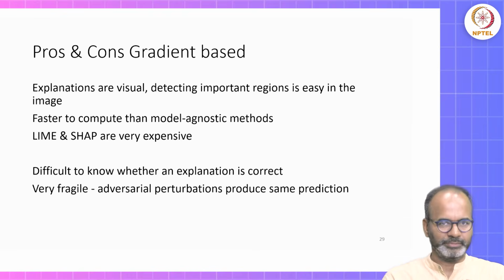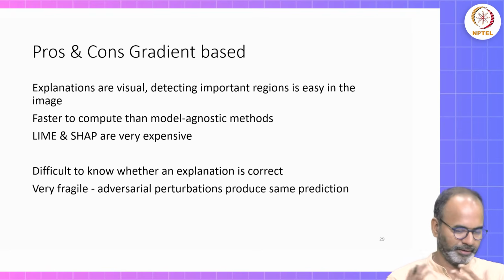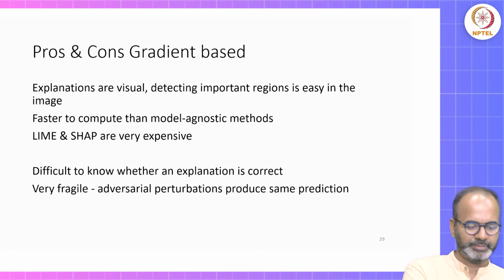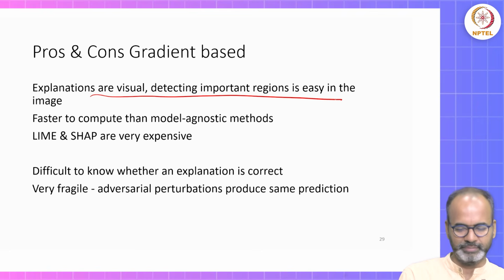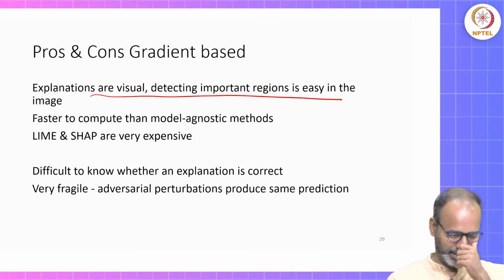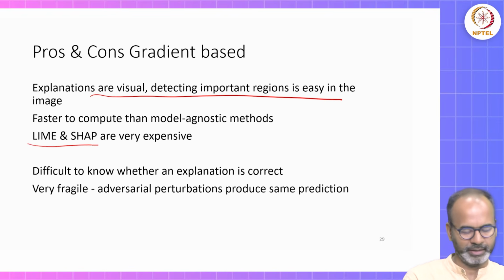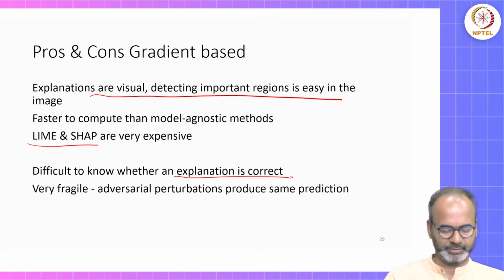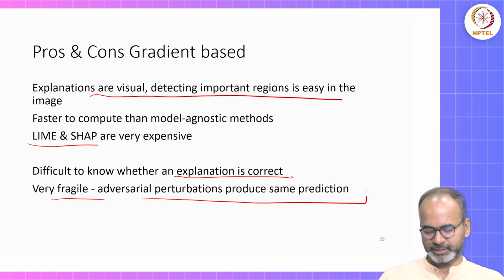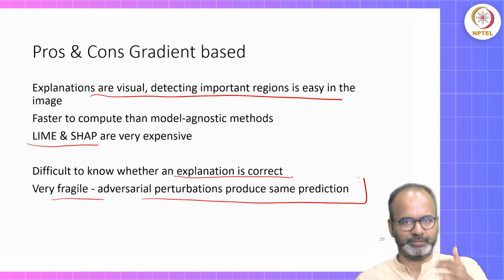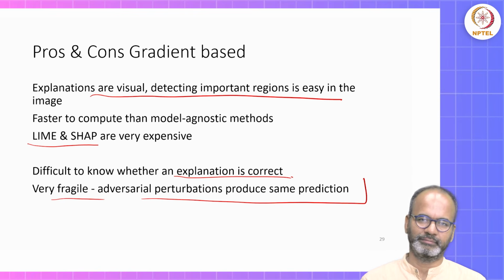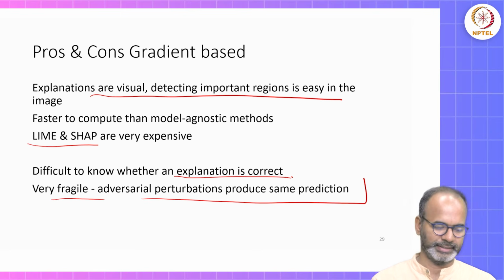So with the pixel attribution methods, gradient-based methods, explanations are visual, and detecting important regions is easy in this image. They are faster to compute of course, while LIME and SHAP are expensive. The difficulty is in knowing whether an explanation is correct. They are very fragile, and adversarial perturbations produce the same predictions. I mean, these are coming out of some content that is summarized, but currently the idea is that with these models, perturbations produce the same results.